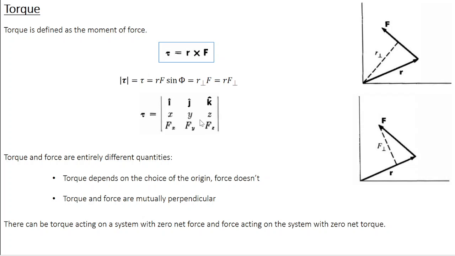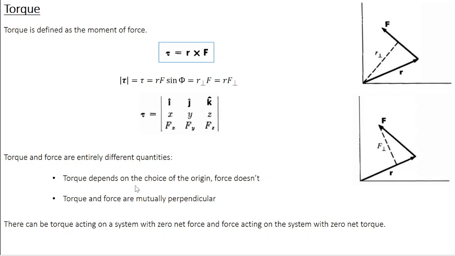One thing you have to note here is that torque and force are completely different quantities. First thing you can note, from the very definition, it's clear that torque and force are perpendicular to each other. Secondly, just like angular momentum, torque also depends on the choice of the origin. On the other hand, force is independent of the origin.